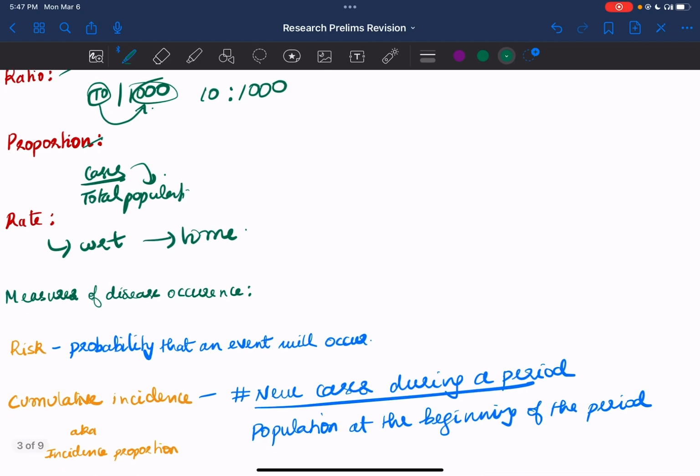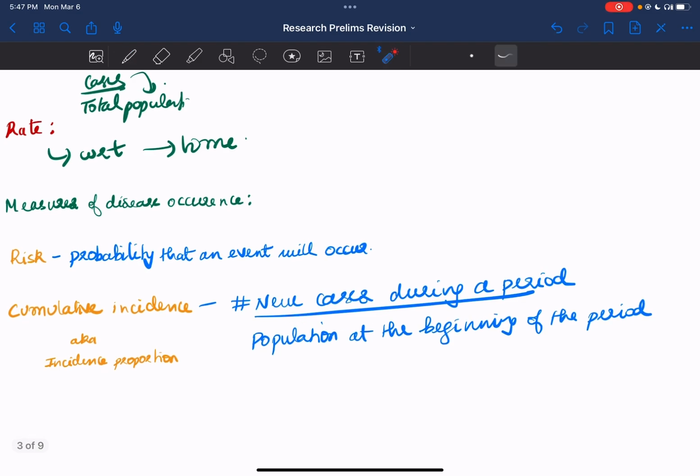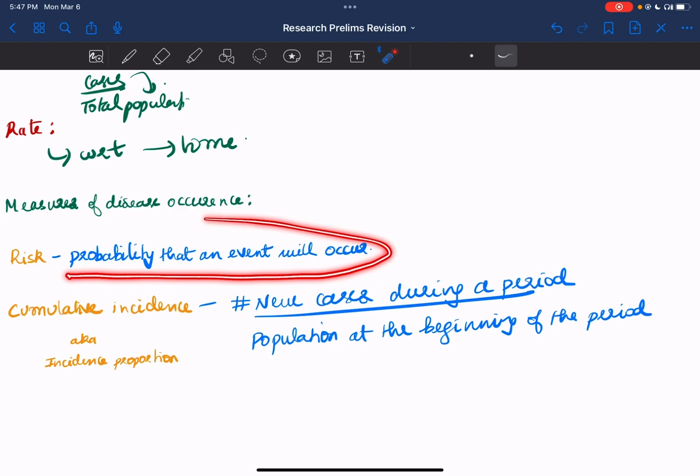Okay, simple as that. Now, to measure the occurrence of diseases, there are specific formulas and terms. First, let's talk about risk. Risk is always a probability of a negative event happening. So here, in this case, it is the probability that an event will occur. In our case, let's say it is the probability that a disease will occur.